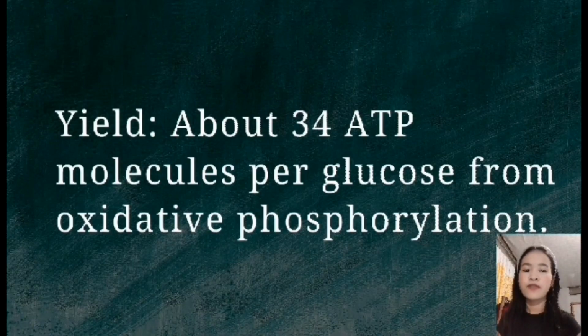This yields about 34 ATP molecules per glucose from oxidative phosphorylation. During respiration, most ATP is made in the final stage called oxidative phosphorylation, which uses the electron transport chain and chemiosmosis from one glucose molecule. This stage produces about 34 ATP, making it the main source of the cell's energy.